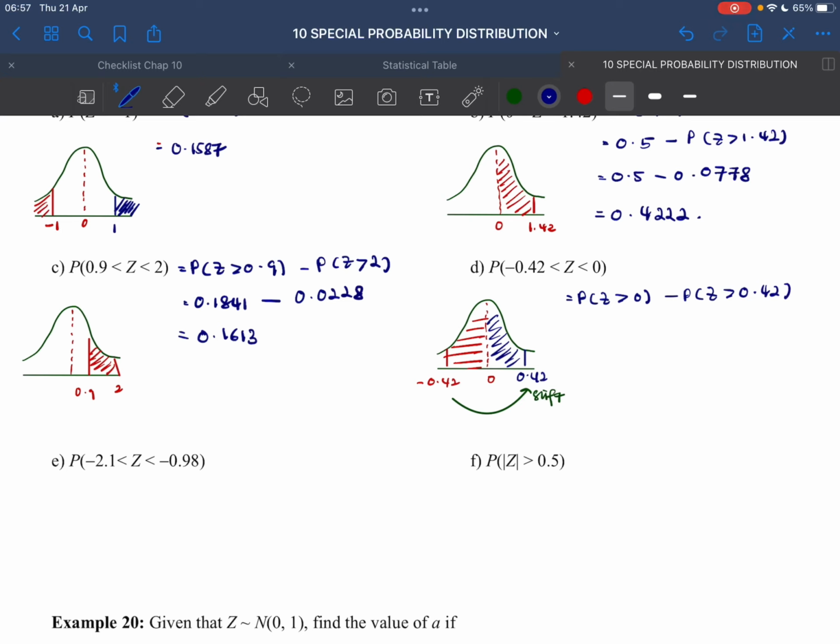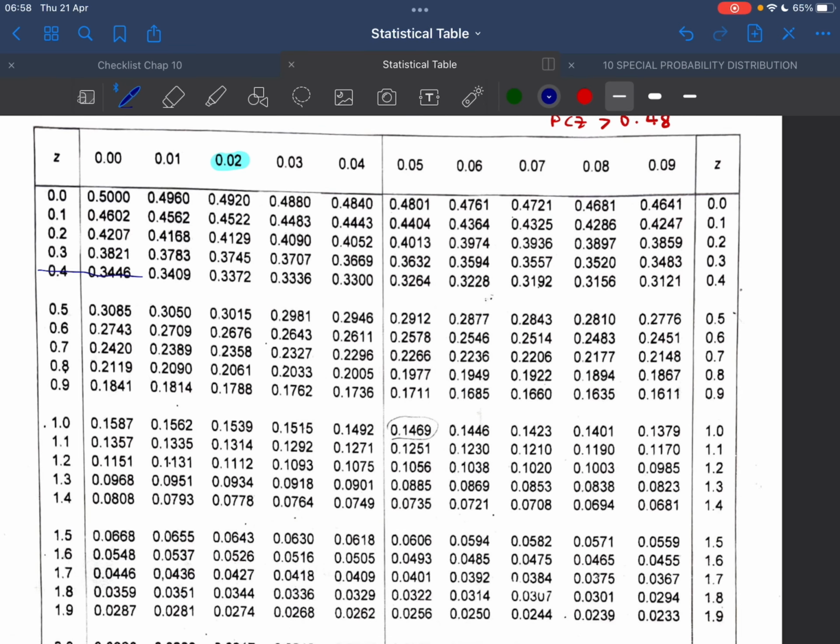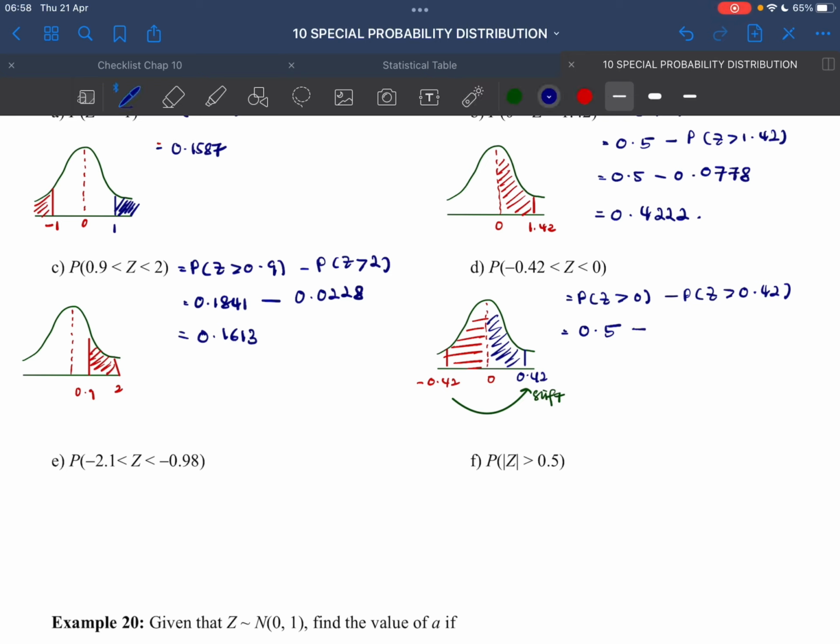Straight away you can use the table. Greater than 0, you know that the probability is 0.5. 0.42, let's see the table. This is your 0.4, this is your 2, so that will be 0.3372. Okay, 0.5 minus 0.3372, so here the answer is 0.1628. Okay, let's try the last two questions here.